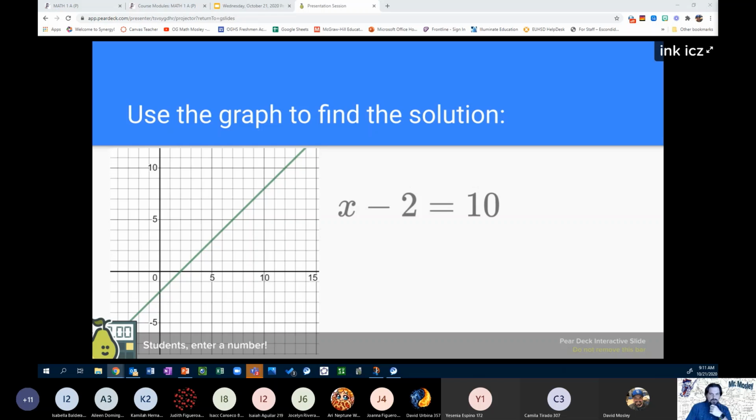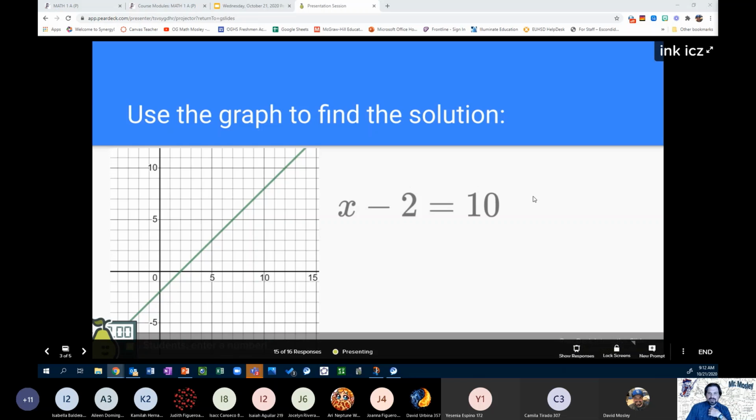And always check your work. If you have a value you believe works, put it in the equation. See if you get the required y value out as your result.